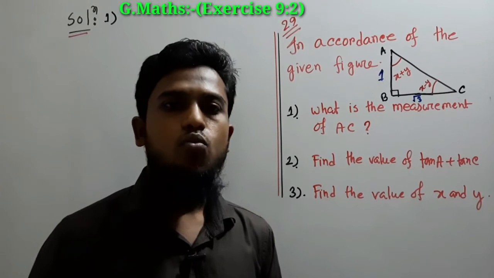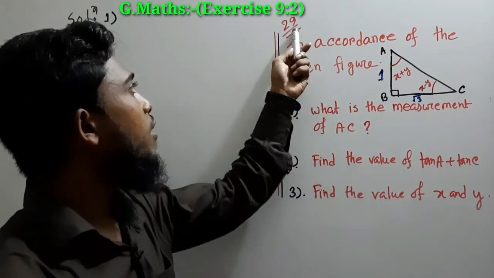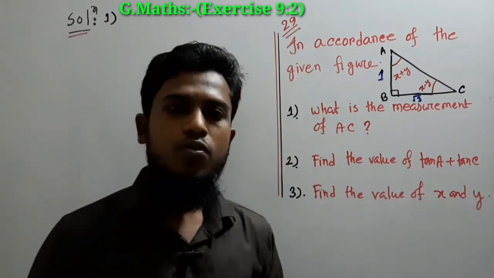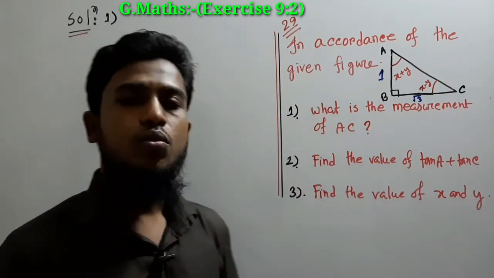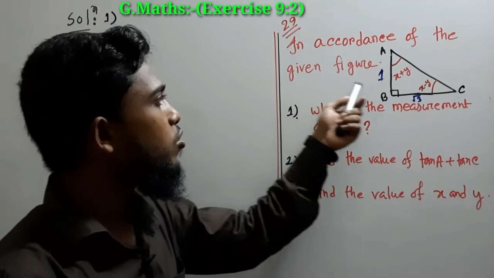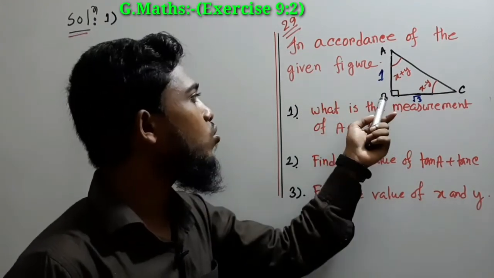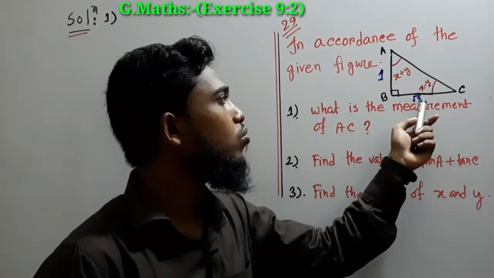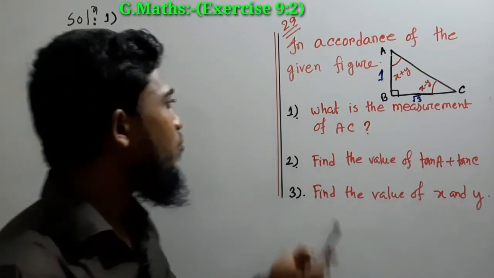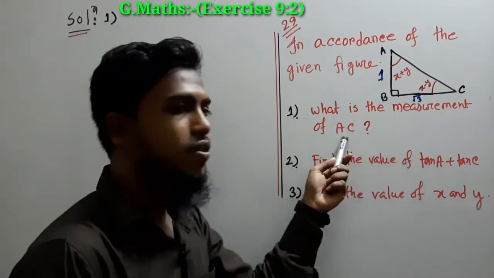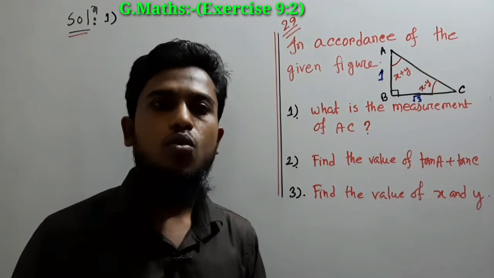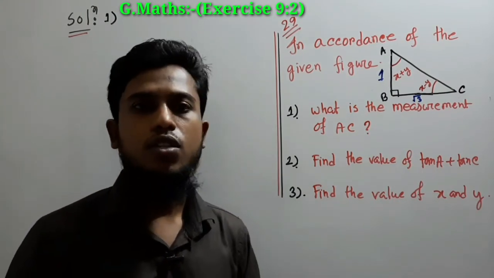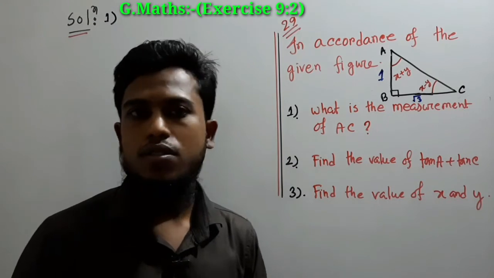Dear students, now we are going to solve question number 29 of your general math exercise 9.2. This is another CQ problem. In this given information, in this figure, AB equal to 1, BC equal to root 3. Our first question, what is the measurement of AC? If you find the measurement of AC, you have to know the formula of Pythagoras theorem. So let's start.